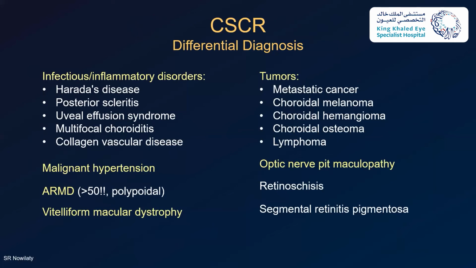Optic nerve pit maculopathy. If you're not very careful, you may see fluid, and you have to examine the optic nerve, and sometimes the pit is not very obvious. Retinoschisis and segmental retinitis pigmentosa. Why? Because sometimes, as I showed you, the CSCR is so chronic that it causes RPE changes in one sector inferiorly. And you look at it, if you have all these RPE changes, you say, oh my God, this is RP. Well, actually, it could be central serous.